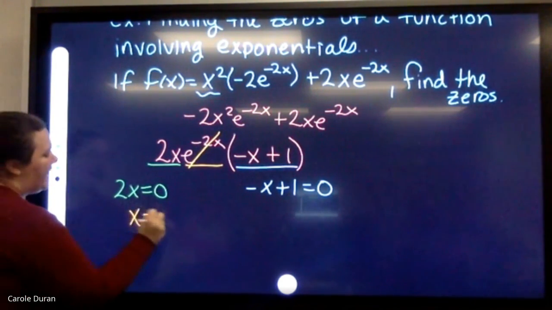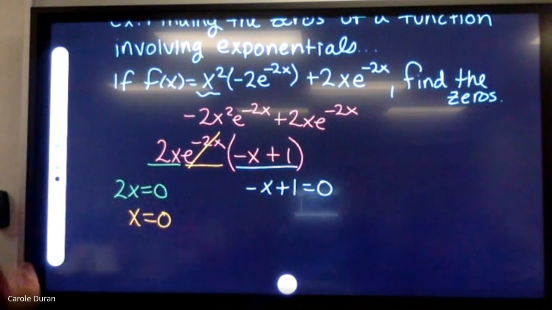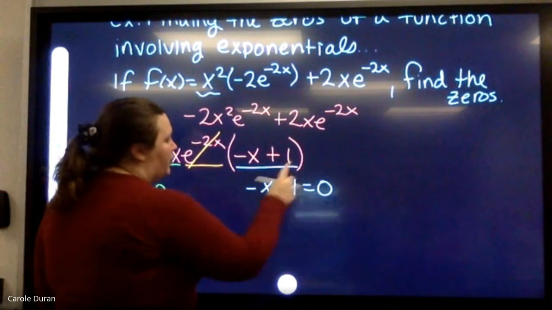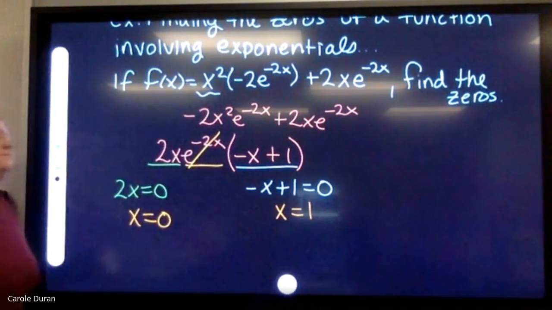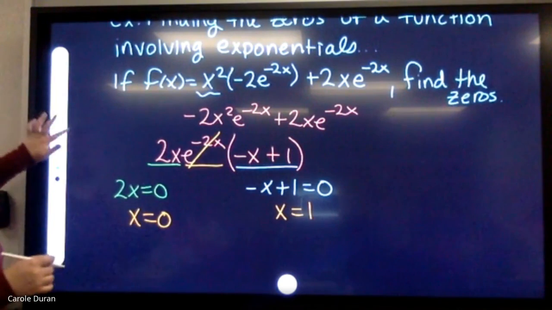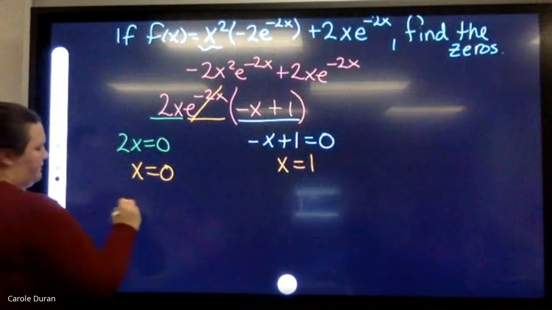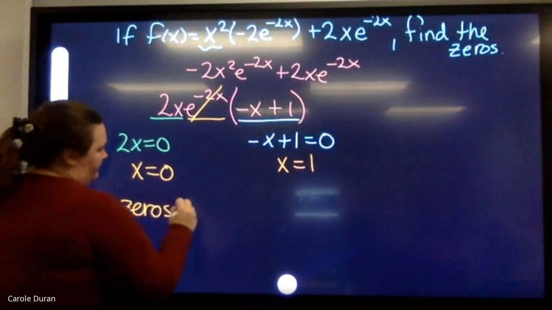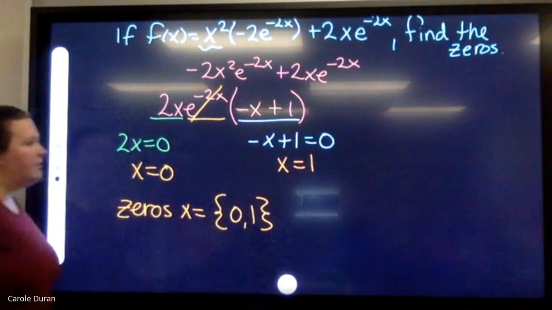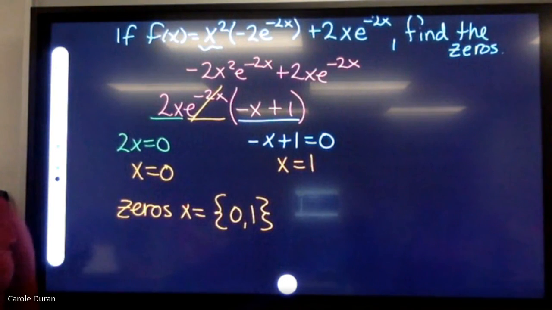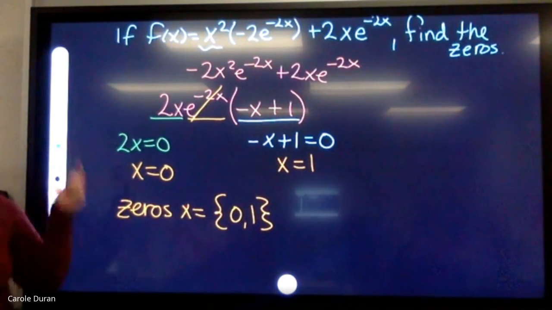So over here I get x equals 0, because divide each side by 2, 0 divided by 2 is still 0. On this one I subtract 1 across and divide by a negative 1, and I get x equals 1. So my two zeros are 0 and 1. And I would put them in our nice, pretty curly brackets. And then I'm finished. Any major issues with that?